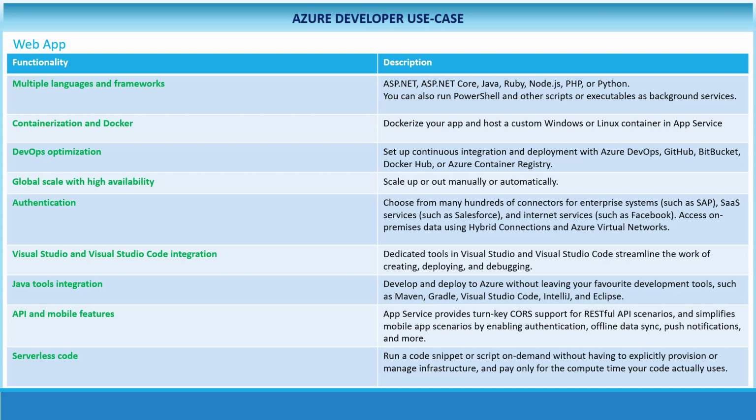There is support for Java tool integration also, API and mobile features. For mobile, most of the time we are using REST APIs. So we can build REST APIs and host in web app, and we can use those REST APIs through a mobile application. Serverless code, this is Azure Functions. So we can build a block of code and deploy it in web app, and we can use this block of code from several applications.